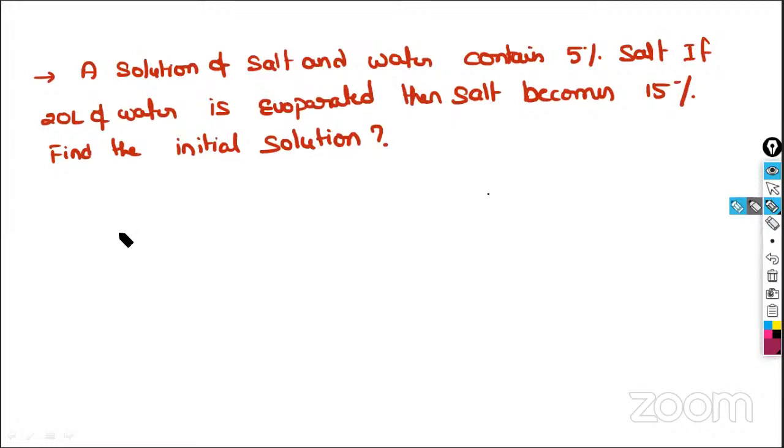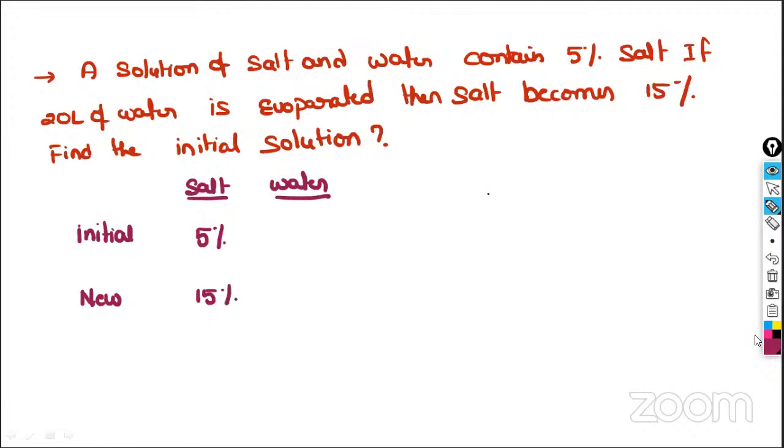Here, solution is 100%. Initial and new, take it. Salt and water. Salt initially 5% is there. In the new solution, 15% is there. Here, salt is 5%, then water will be 95%. And now water will be 85%.